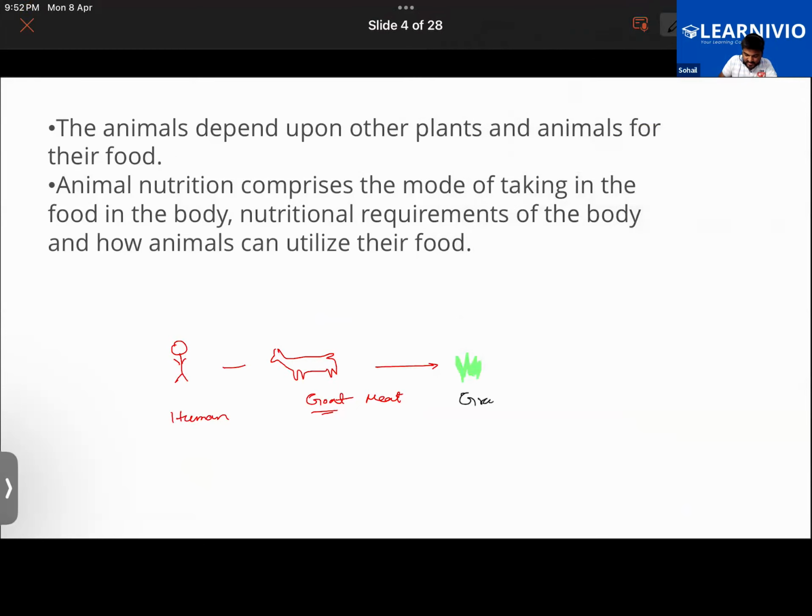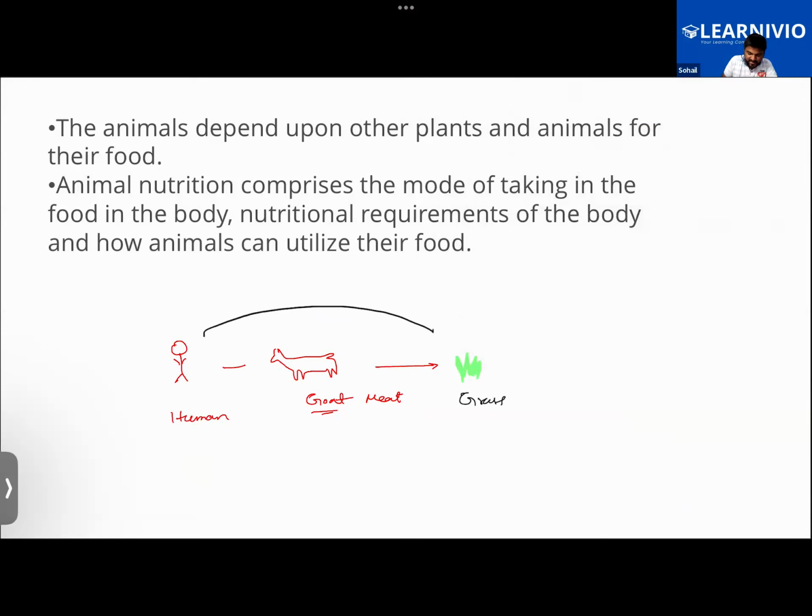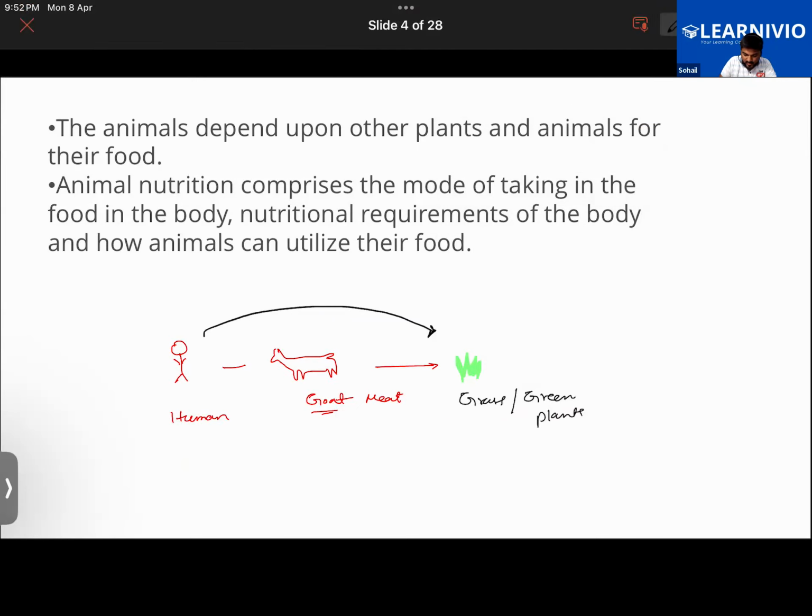So guys, can't we say that indirectly we are actually dependent upon the grasses or the green plants? Yes, Abu? Because if there were to be no plants or no grass, there would be no herbivorous animals like goat. So we won't be getting our food here in this case, isn't it?